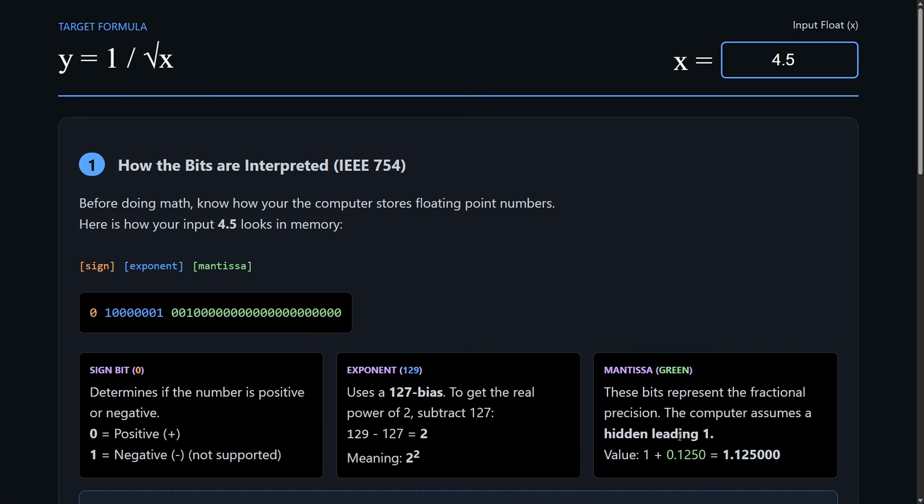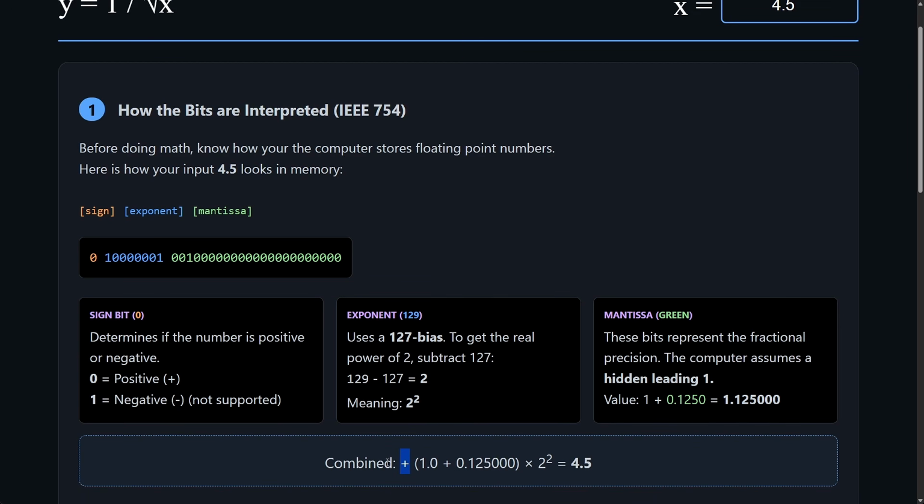This is basically the last component that is required to store our floating point number in memory. If we put everything together, we get our sign bit, which is positive, and then we get our fraction, or our mantissa. This is basically the 0.125, also implied that we always have a 1 at the beginning. That's why we have 1 plus the fraction, multiplied by 2 to the power of 2, our exponent. And this gives us our 4.5 back.